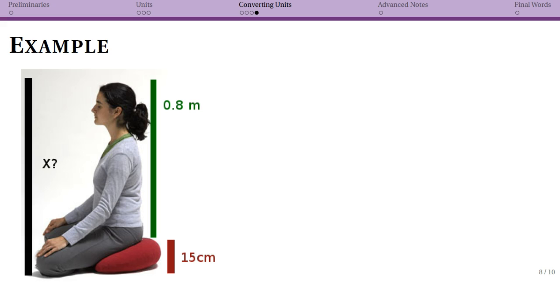The first thing to note is that you have two distances. One is 0.8 meters, the other is 15 centimeters. Just looking at this, you can see that we need to add them together. If we're going to add them together, we need to do a unit conversion. Why? Because they're in two different units. If you just added 0.8 to 15 and said, oh, it's 15.8, well, 15.8 meters, 15.8 centimeters? It doesn't make sense to add two different units together.